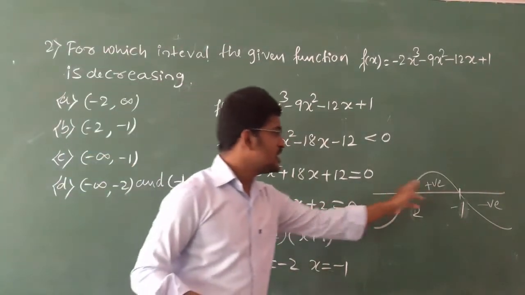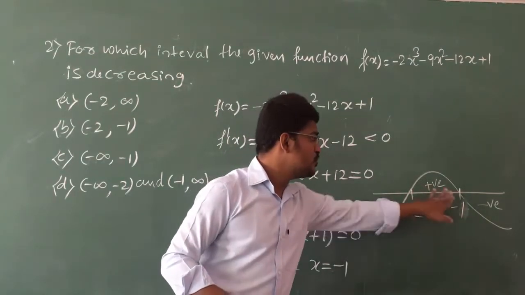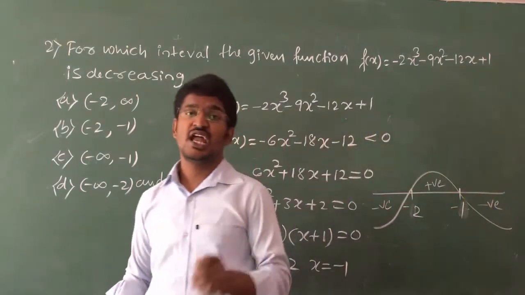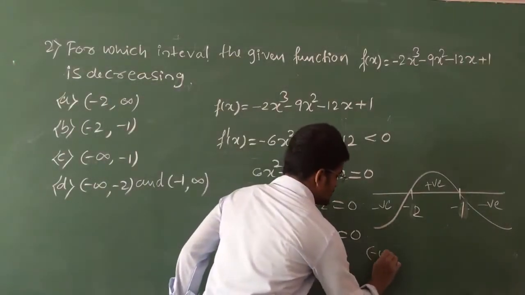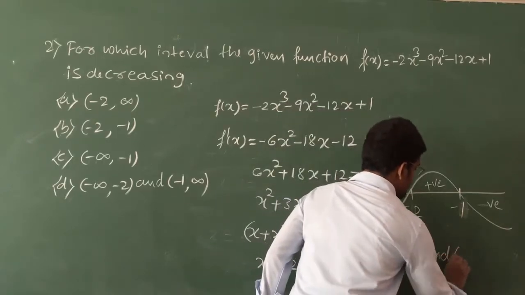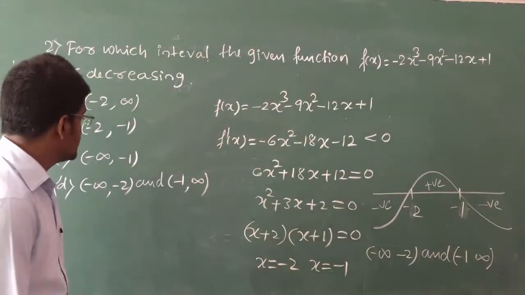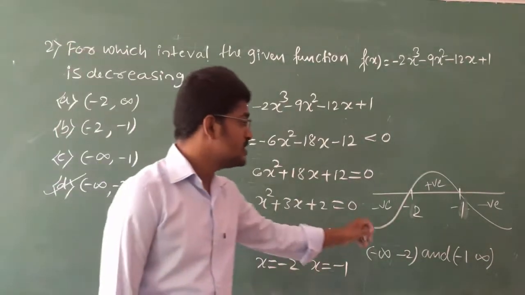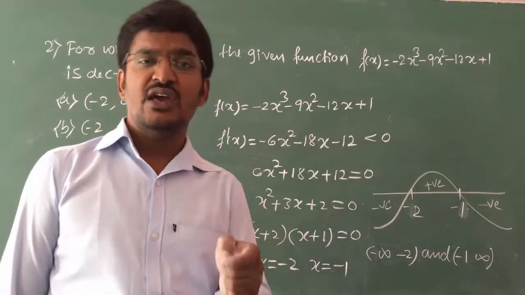So from this you can see that you have two intervals. Clear? I have to arrange in ascending order, that's why minus 2, minus 1. So here and here it is negative, there it will be decreasing. So they are minus infinity to minus 2 and minus 1 to positive infinity. So that is minus infinity comma minus 2 and minus 1 comma infinity will be the answer for the decreasing function.